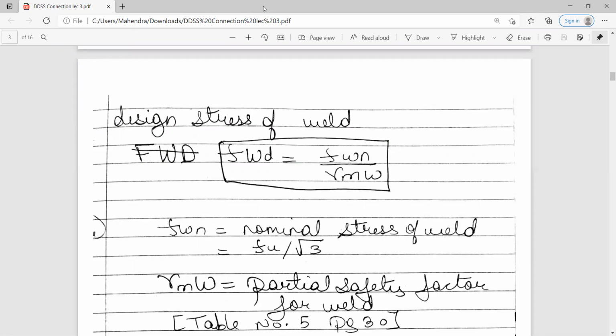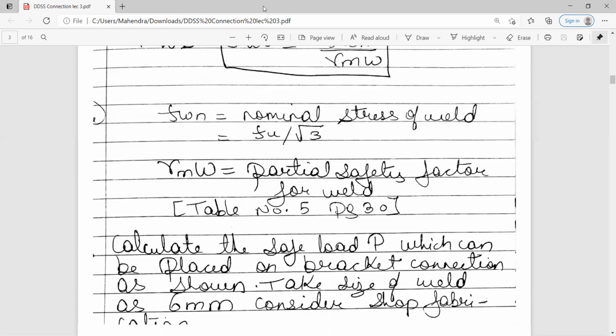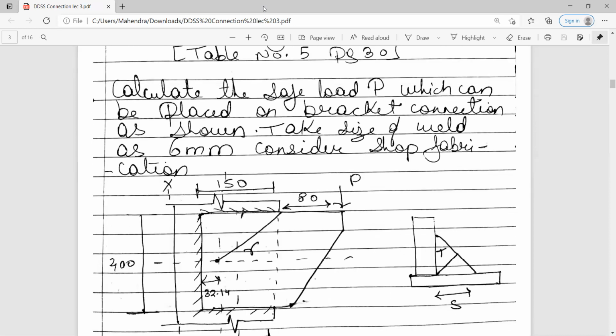And gamma MW. What is gamma MW? Partial safety factor for the weld. Partial safety factor we have already used in bolted connections also, and for the weld again we have to take it from table number 5, page number 30. So we'll start with the sums. Yes, understood up till here? Anyone is having any doubts? Should I proceed with the sums?